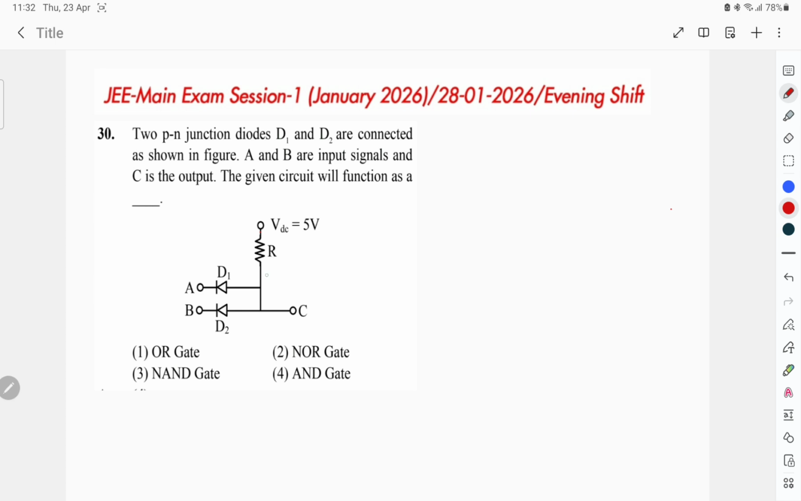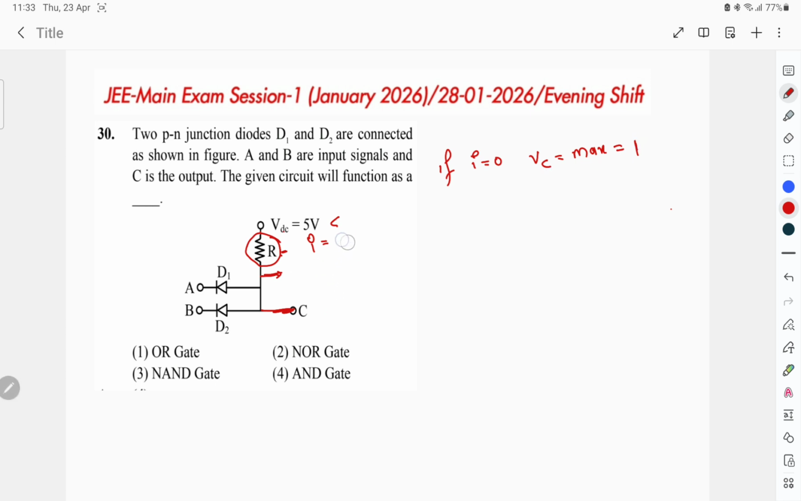Now you tell me, if there is no current across the resistor, that means I is equal to 0. If there is no current across the resistor, there is no potential drop here. If there is no potential drop, the potential here is 5 volt, so here 5 volt and here also 5 volt. That means if I is equal to 0, VC is the maximum potential we are getting. Generally, when we are using diodes, the maxima and minima are represented by 1 and 0. So here VC is maxima, which means 1.